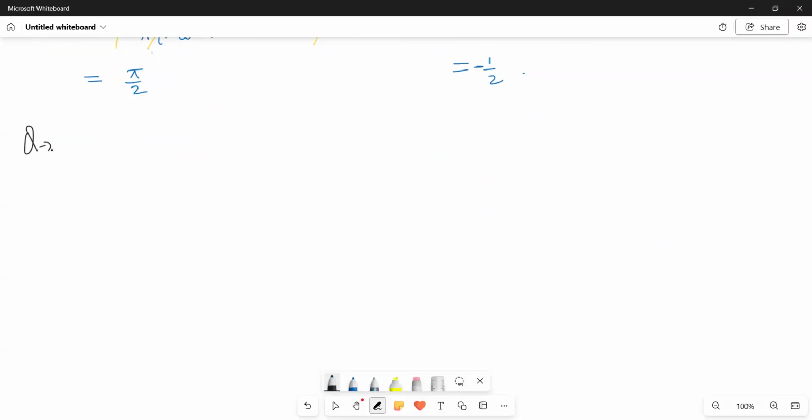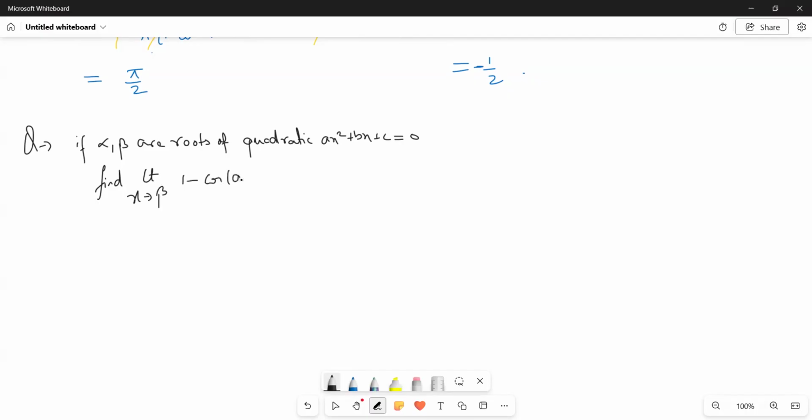Okay. Next question. If alpha, beta are the roots of the quadratic ax square plus bx plus c equal to 0, then find limit x tending to beta of 1 minus cos of (ax square plus bx plus c) whole divided by (x minus beta) square.